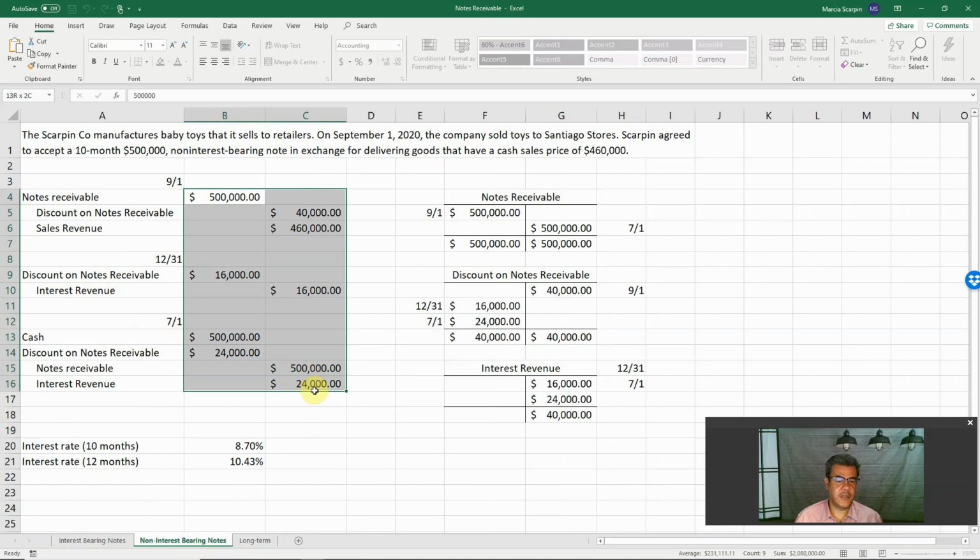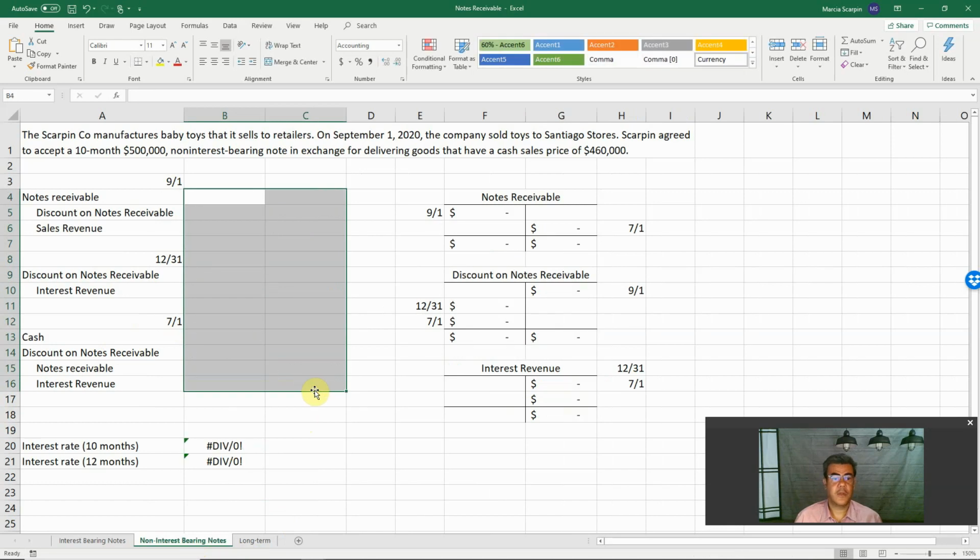And let's delete it here. Okay, Scarpin Corporation manufactures baby toys that it sells to retailers, September 1st, the same. We will be doing the same $500,000 non-interest-bearing note. So, okay, we have interest. However, we are not disclosing it. For delivering goods that have a cash sales price of 460. So okay, Santiago Stores.